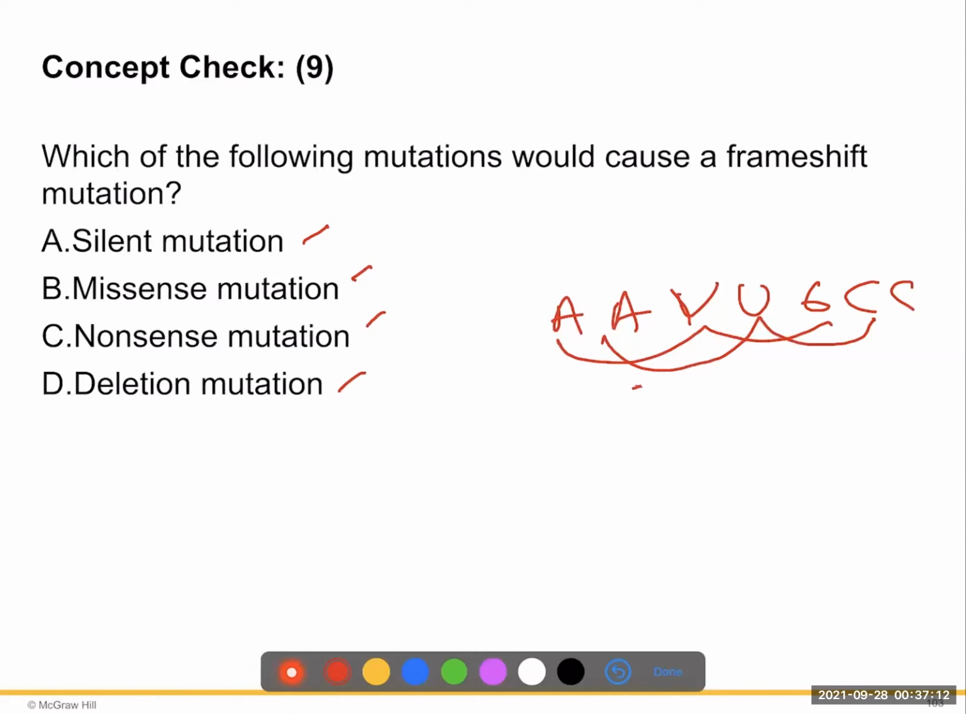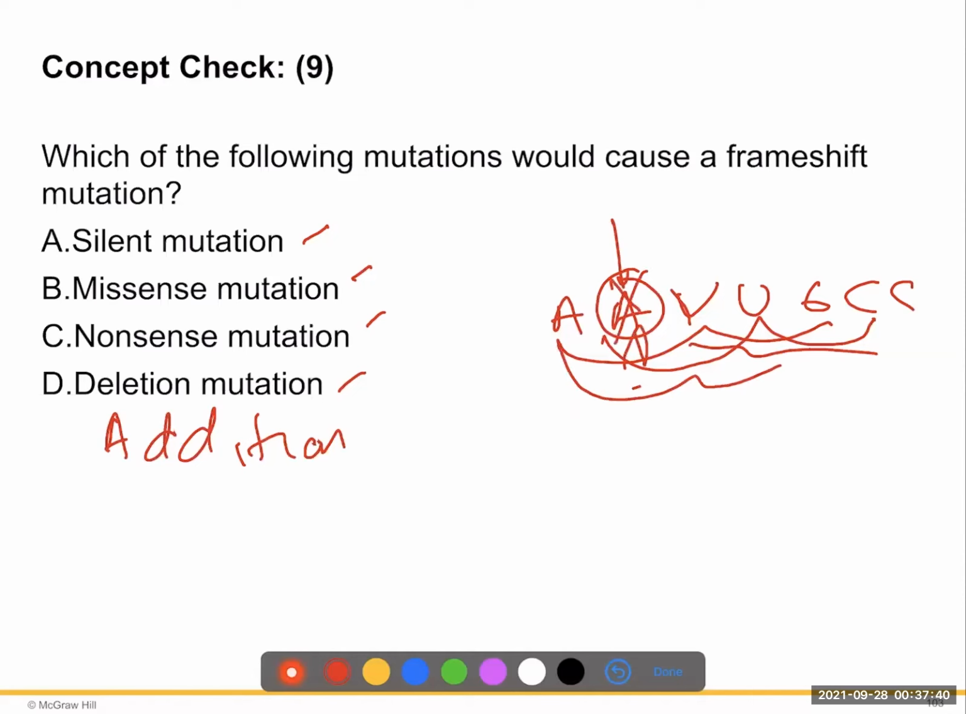I want to say it's B. Now, missense would just be, or D. I'd say D, because if you delete this one, then you've shifted all that over. A deletion or an addition mutation, either one of those is going to cause a frameshift because there's going to be an extra amino acid or one less amino acid. So either way, it's going to shift that reading to have a different triplet codon. So a deletion mutation or an addition mutation would cause a frameshift. So in this one, it would be D.